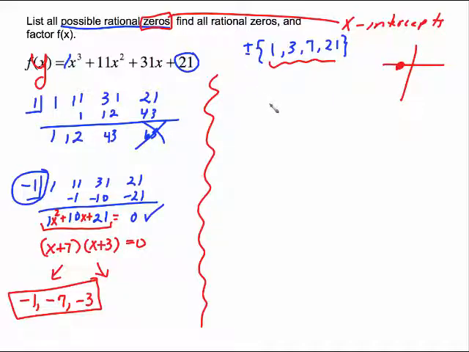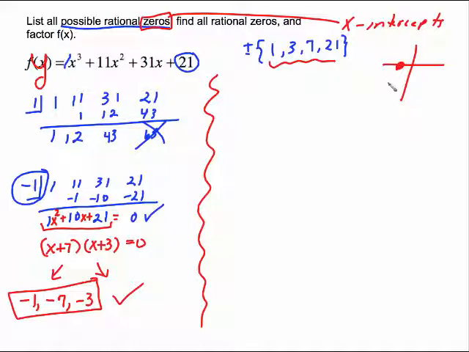So a way to do this with the graphing calculator is you type it in the calculator, you look at your graph, and you see where it crosses. Now, there's no guarantee it crosses at nice, neat integers, but in this one, it does. If you look at your calculator, you will see clearly it crosses at negative 1, negative 3, and negative 7.